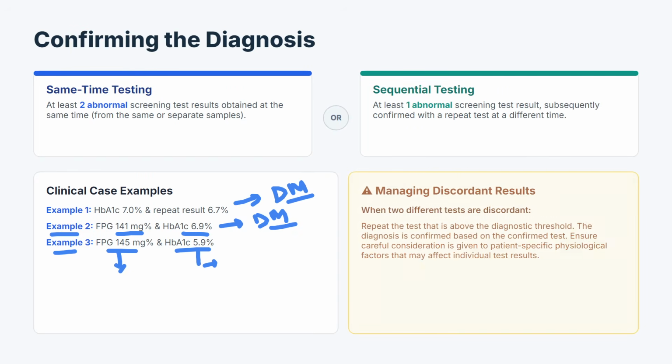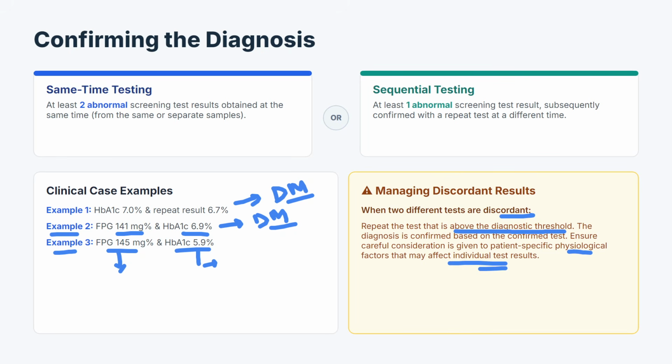So, how to manage discordant results? When two different tests are discordant, we have to repeat the test that is above the diagnostic threshold. So, in this case, example 3, it will be fasting plasma glucose, and we have to carefully consider the patient's specific physiological factors that may affect the individual test results.